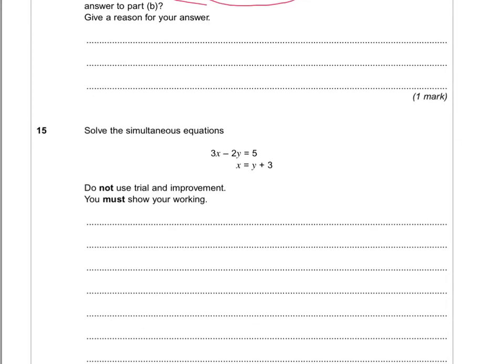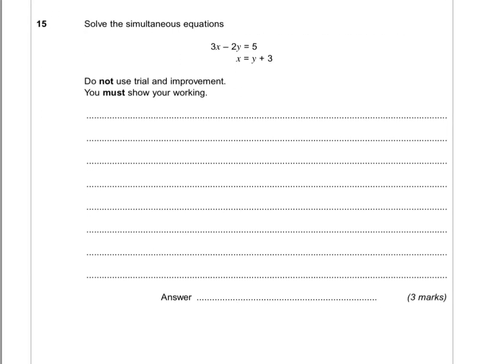Okay, 15. Solve the simultaneous equations. Now you might be put off here by the fact it doesn't look something like this, where you have x's and y's directly above each other, but it's really the same kind of question. So maybe the best way to do it is to put it in a way that you're more familiar with and do it by elimination. Some of you, of course, might be able to do it by substitution. So by substitution would be taking the x equals y plus 3 and substituting it into there. So there's two ways you could do this question.